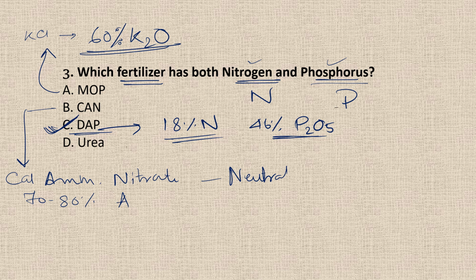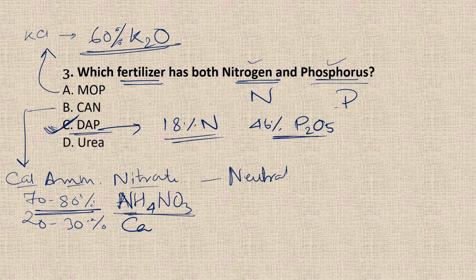ammonium nitrate, and it contains about 20 to 30% of calcium, right? So this fertilizer, calcium ammonium nitrate, is basically used as a nitrogen fertilizer. Then if you talk about urea, it's totally used for nitrogen. So option number C is the right answer.